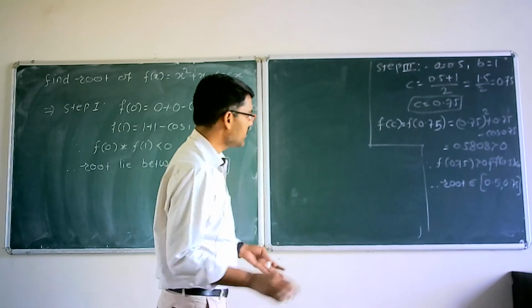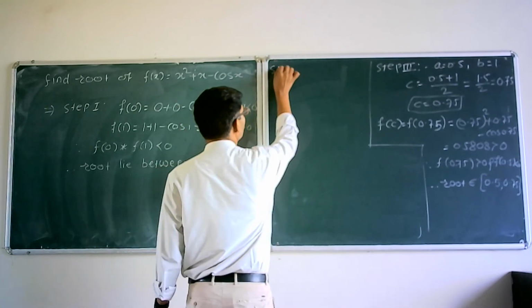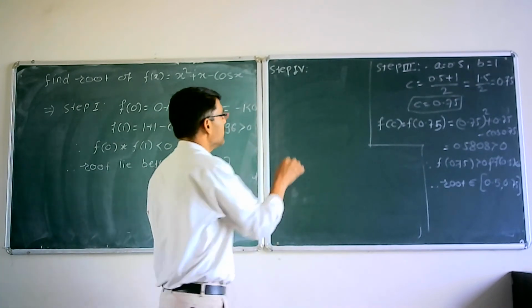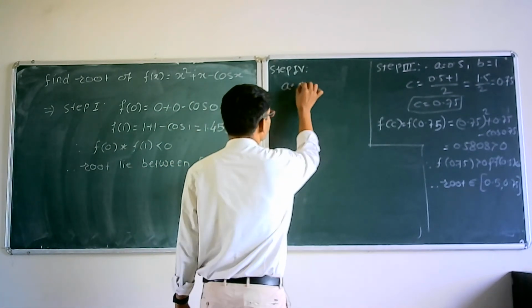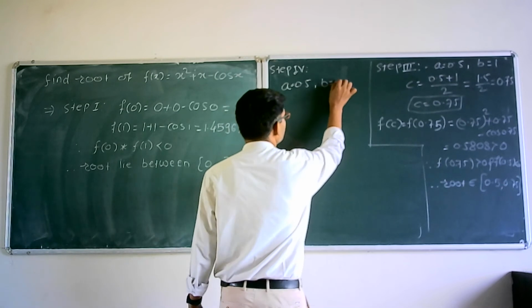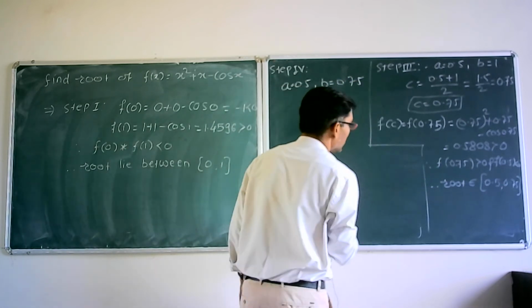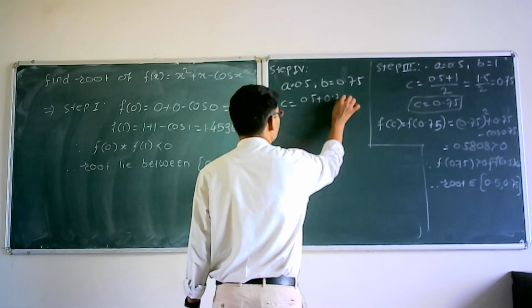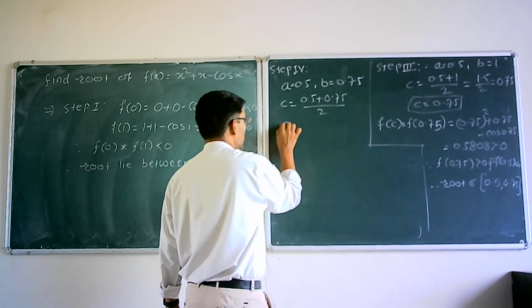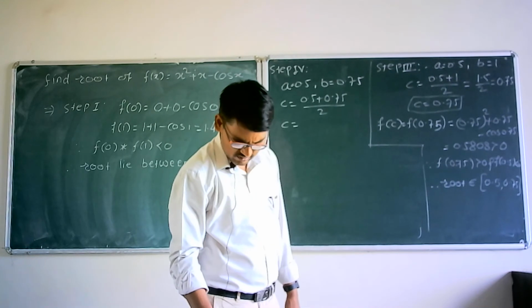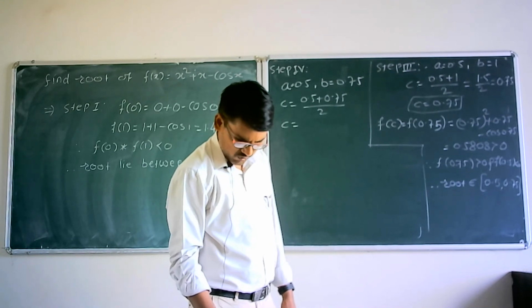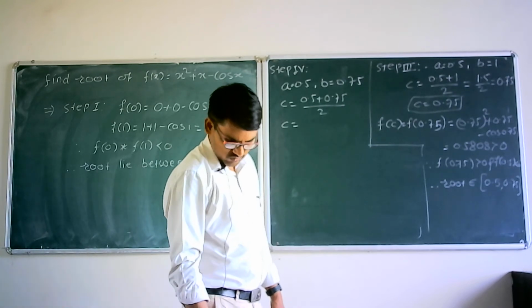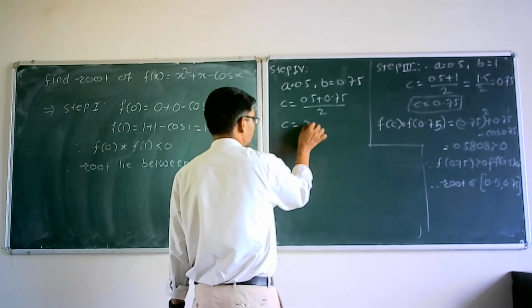So in our new interval, step number 4, A is 0.5, B is 0.75 and C is equal to 0.5 plus 0.75 divided by 2. So it is equal to 0.625.